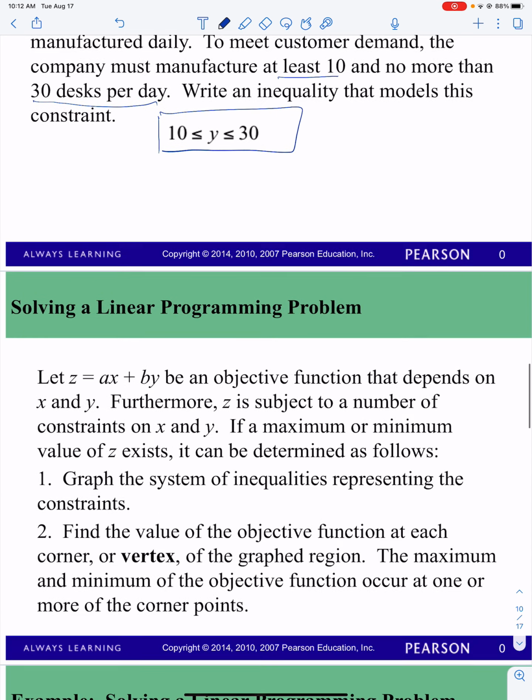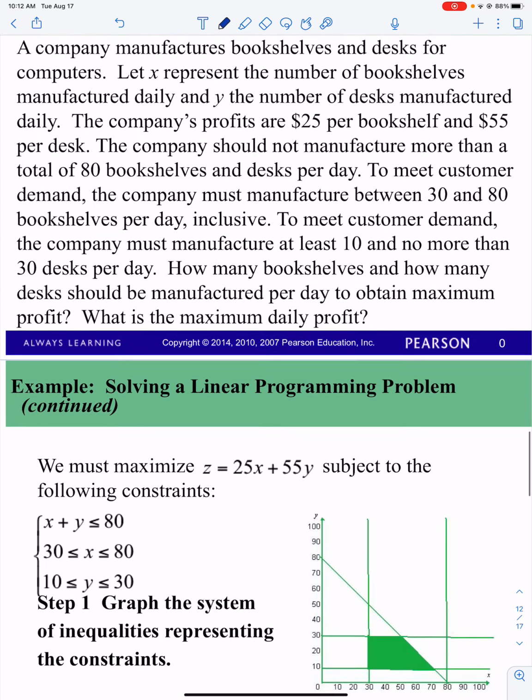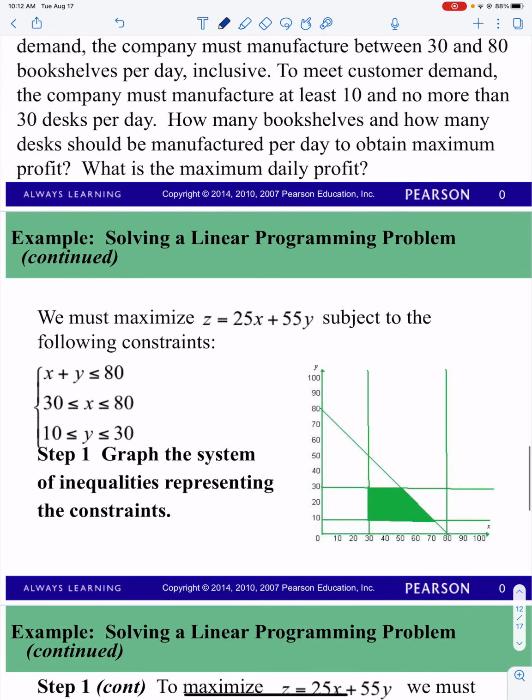So we have the model here. J equals 25x plus 55y. This is your objective function, the function that you want to maximize. And what are the constraints? The first one is the manufacturing constraint, x plus y less than or equal to 80. These two are the sales constraints: 30 less than or equal to x less than or equal to 80, and 10 less than or equal to y less than or equal to 30.